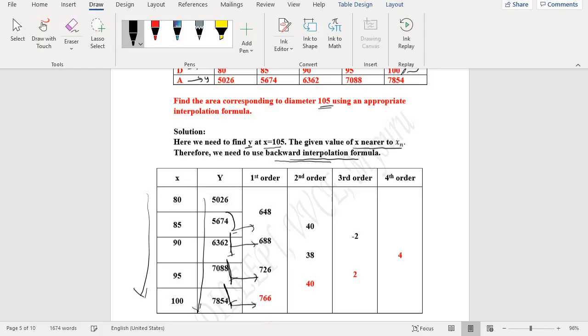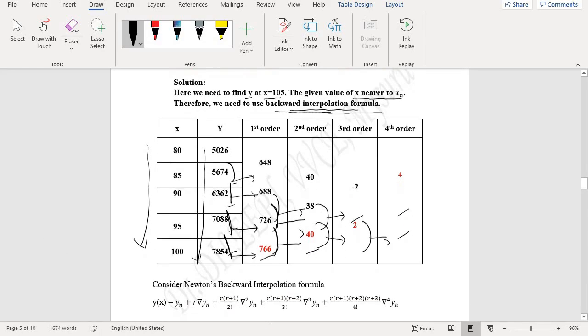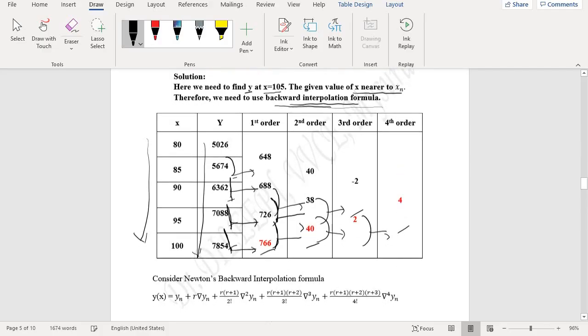Okay. Similar to that, find out the difference of these two. You will get 40. Find out the difference of these two. You will get 38. And difference of these two, you will get 40. And similarly here, minus 2 and plus 2. And the difference of these two is 4. And I told you here, I'm going to use the backward interpolation formula. So I need leading backward entries. That is the last value from the third column. Okay. Now consider Newton's backward interpolation formula.